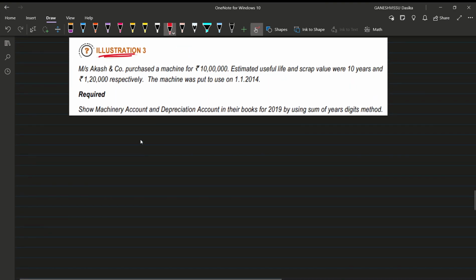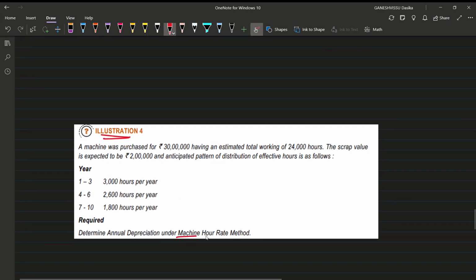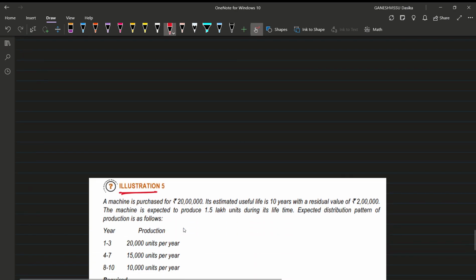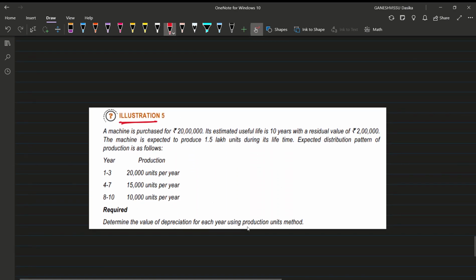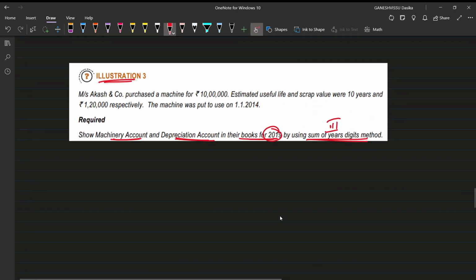These three are separate methods. In illustration number 3, we need to show the machinery account and depreciation account in the books for the year 2019 using the sum of years of digits method. This is the third method. The next method is the machine hour rate method, which is the fourth. The fifth one is the production units method. So these are the three methods we are going to use now for solving the problems.